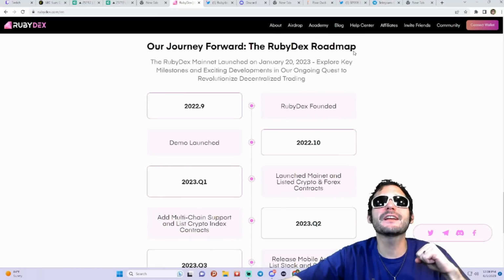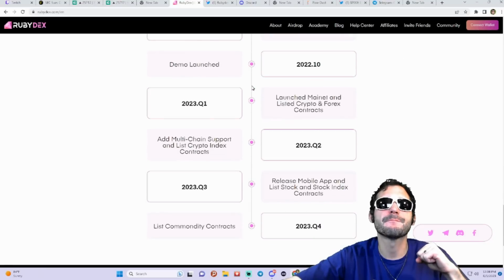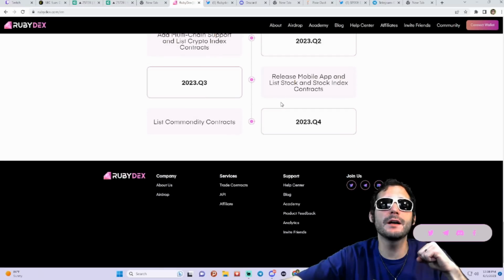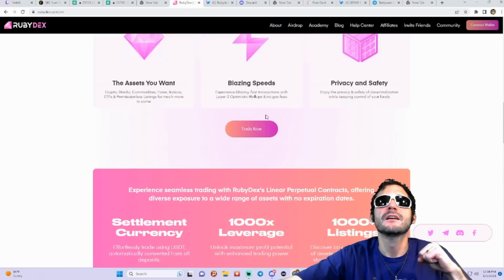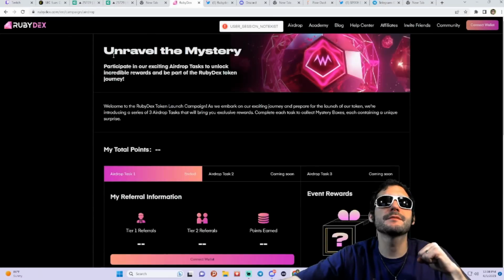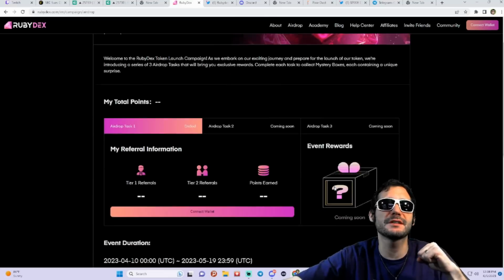And then taking over here, this is the roadmap, guys. The mainnet launch was on January 20th, 2023. And checking here, these are all the milestones that have been completed in the last several months. Looks like they've got a little airdrop going on here. So if you want to participate in the airdrop task to unlock incredible rewards, you can participate here.